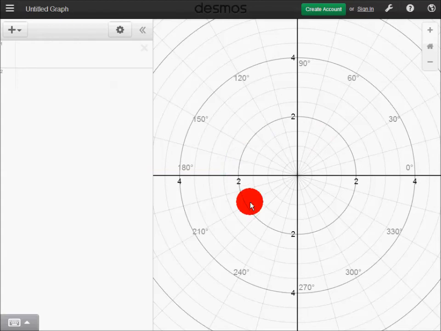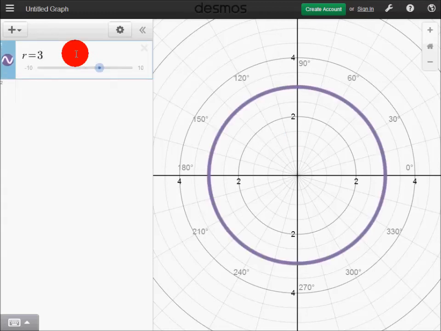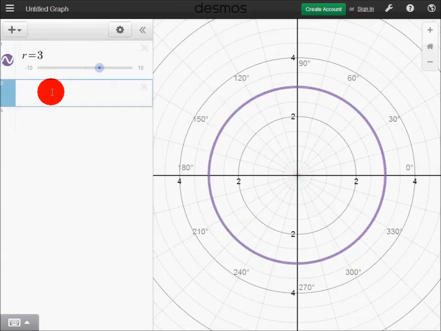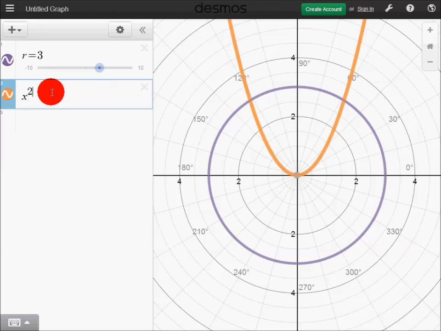So here you have circles 2 units away in the center, 4 units, and of course 1, 1.5, and so on. So if we were to graph r equals 3, which is example 6b, we get a circle, which makes sense because these are all the points that are 3 units away from the pole. And then it makes obvious sense to graph x squared plus y squared equals 9 as the same shape.